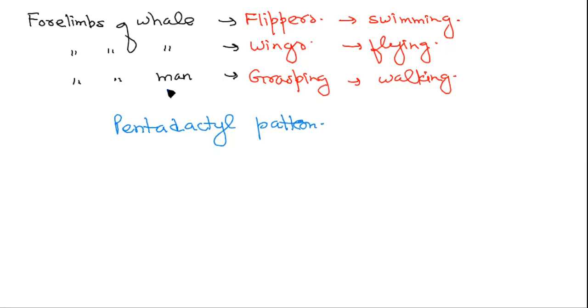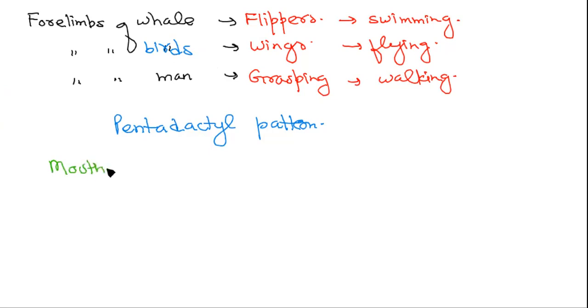So when we study homologous organs, it indicates that homologous organs are found in forms which have evolved from some common ancestor, but due to their different adaptations, due to their different habitat to which they had migrated, they opted for different purposes. Like whales opted for swimming, birds opted for flying, man opted for walking.